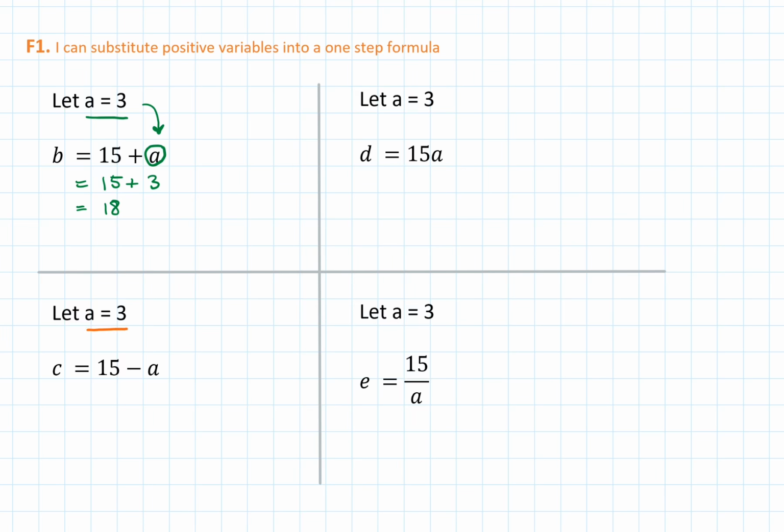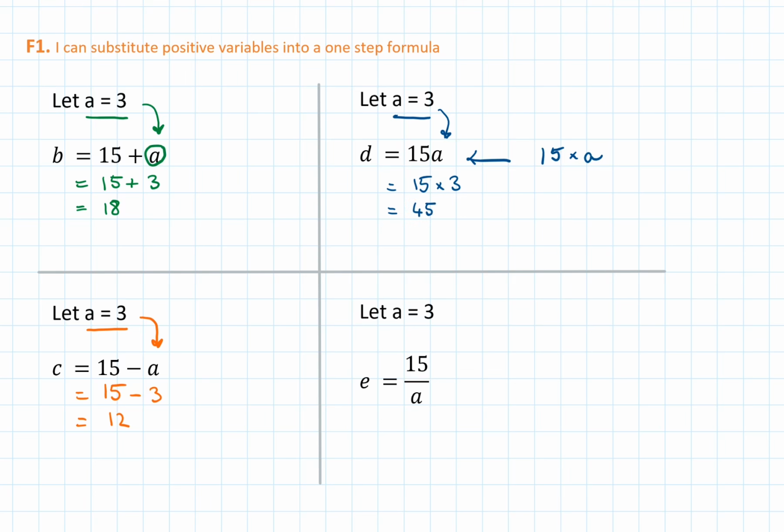Moving on to the next question. Here a equals 3, and the formula is c equals 15, take away a. So we have to substitute 3 in the place of a, and we find that c equals 15, take away 3, which is 12. The third question is multiplication. Remember, 15a means 15 times a. There's a hidden multiplication sign when there is a number next to the variable. So we substitute 3 in the place of a, and we find that d equals 15 times 3, which is 45.